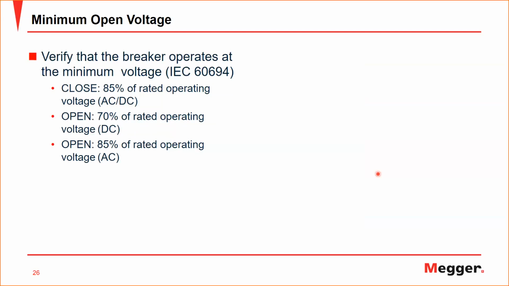So the rated value for closed operation is 85% of the rated operating voltage. So for 250 volt, it will be 85, I believe 212.5 or 12 something volt. For open operation, however, since it's very important to be able to open the breaker, we need at least a minimum value of 70%.